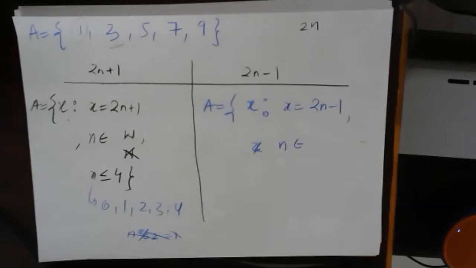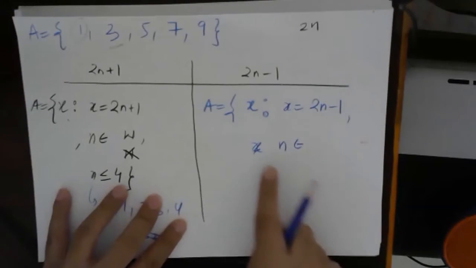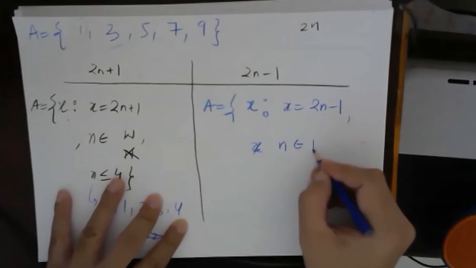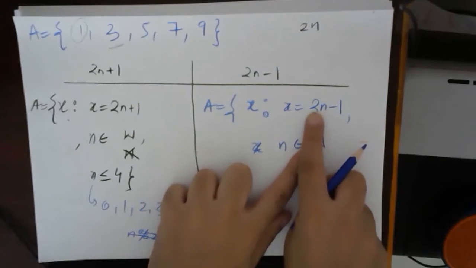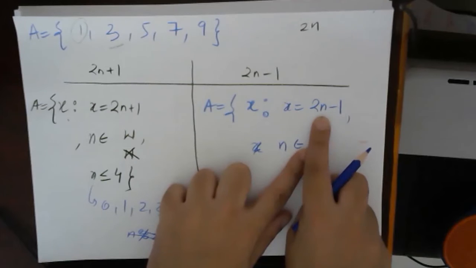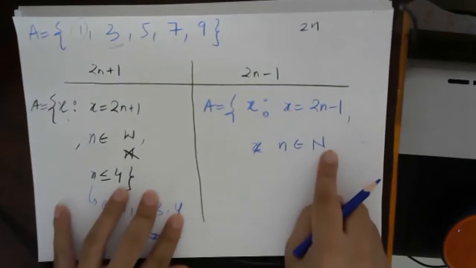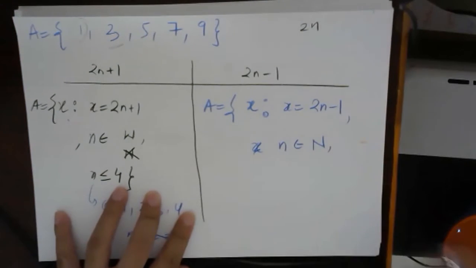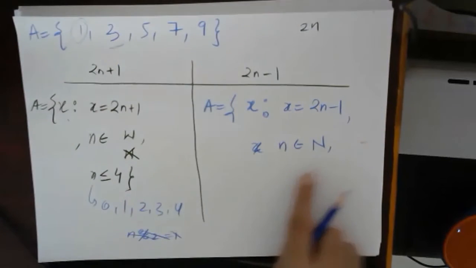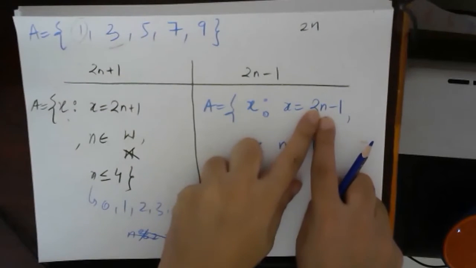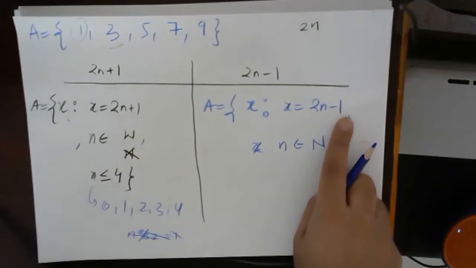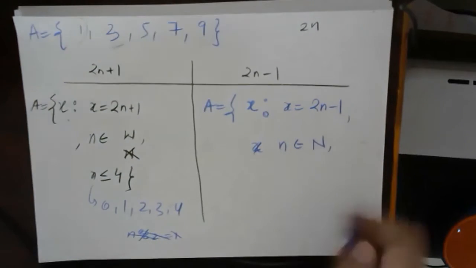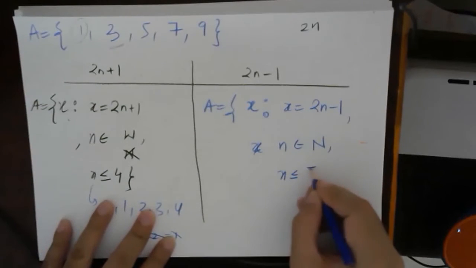Okay, everybody understood? So that means n belongs to natural number. Why natural number? Because the first element it will take will be 1. So 2 into 1 is 2, minus 1 is 1. So it will start with natural number and go up to which point? 2 fives are 10, 10 minus 1 is 9. After 5, if I take 6, 2 sixes are 12, minus 1 is 11. So n should be less than or equal to 5.